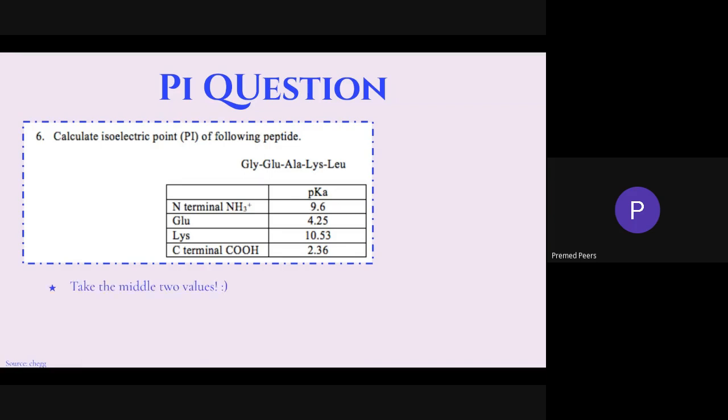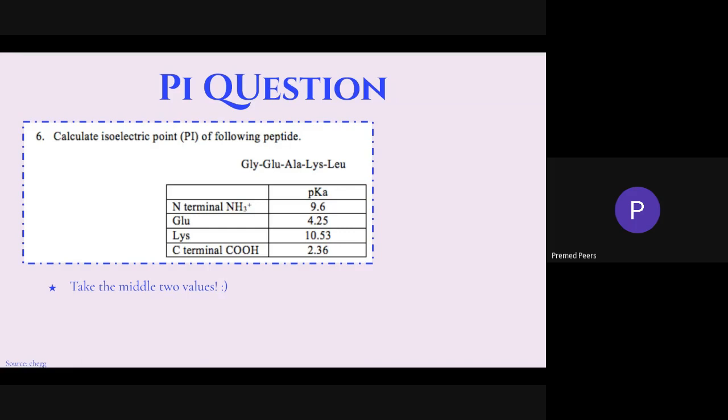So what I usually do with these questions is take the middle two values if there is an even number of pKa values presented. Sometimes they will talk about, like right here, the only two charged side chain species, which will be glutamine and lysine.